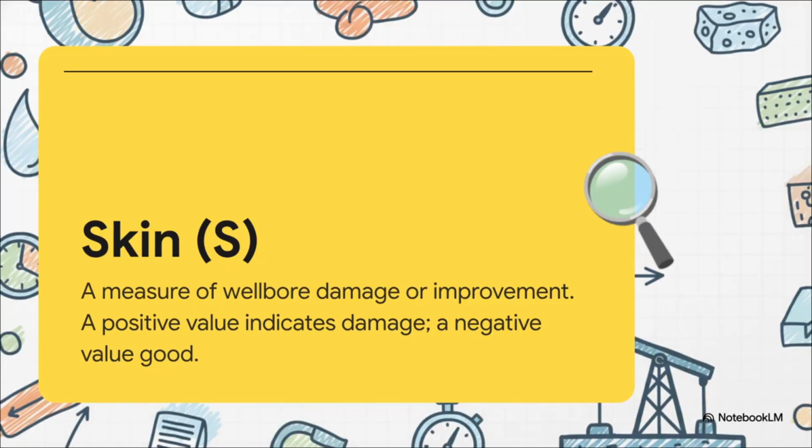Prize number 2 is skin. Skin tells us about the condition of the well right around the wellbore. Think of it like this. A positive skin means there's damage, like a clog in a pipe that's restricting flow. That's bad. A negative skin? That's awesome. It means the well has been stimulated and is actually flowing even better than we'd expect.